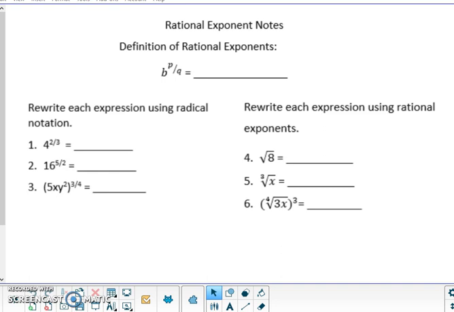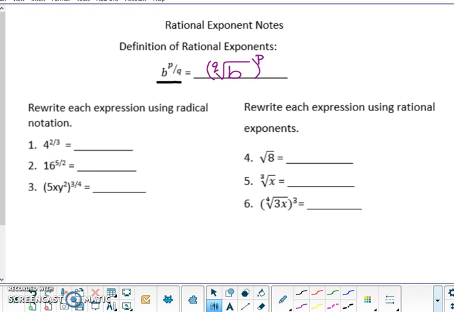So we have the definition of rational exponents. We have here b raised to the p divided by q. So what that tells us is that b is going to be our radicand. That means it's going inside our radical. Q, which is the denominator of our exponent, becomes the root and goes right there in the little v. Then we're going to stick the whole thing in parentheses, and p becomes our exponent. And that's all there is to this.